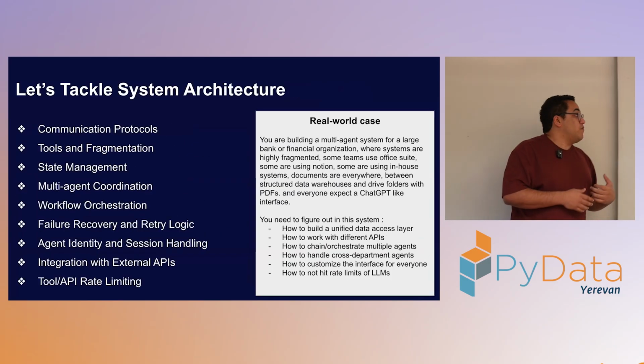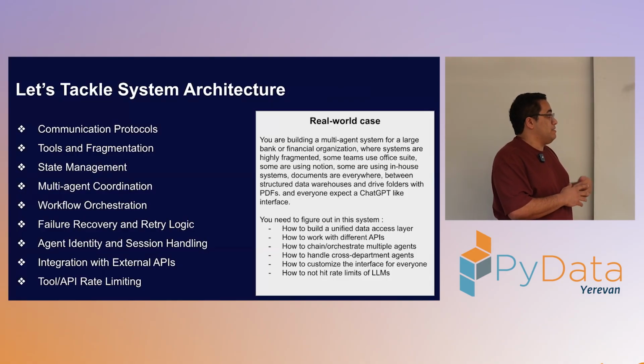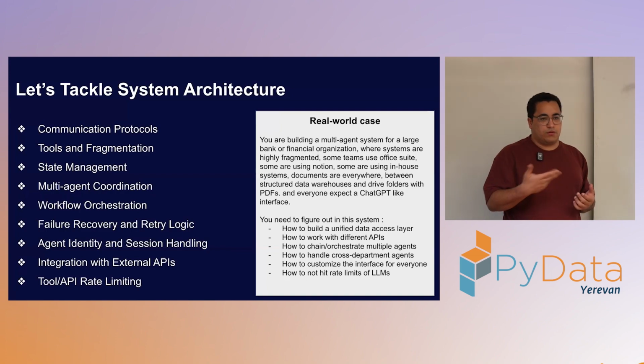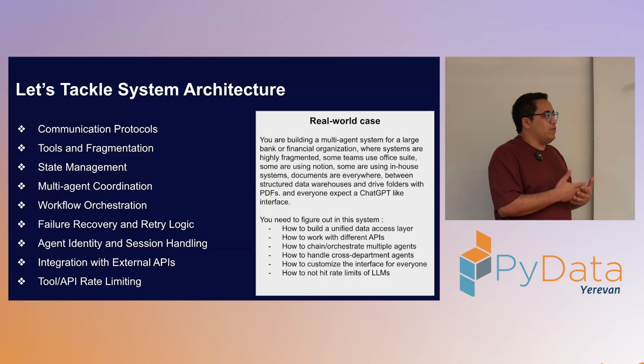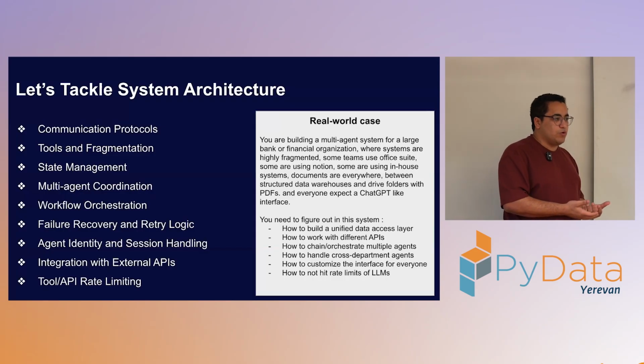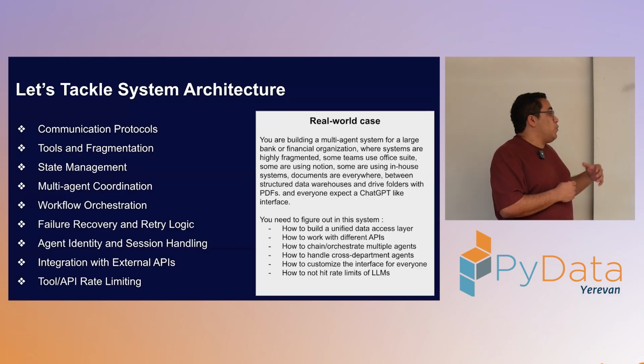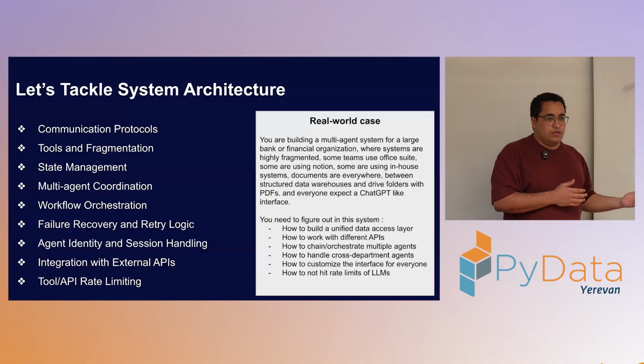On the other side, for the system architecture, we can start with the use case directly. Let's say you're building a multi-agent system for a bank, and these systems are very highly fragmented. You have new teams using Notion and so on, old teams using SharePoint or maybe something older or less common. And you need to figure out how all of these types of data and all of these APIs will work together. One department may be using SAP, another department is using a custom CRM system developed 20 years ago, and so on. So you need to figure out how to build a unified data layer for all of this. How will you access all of this data in some unified fashion?